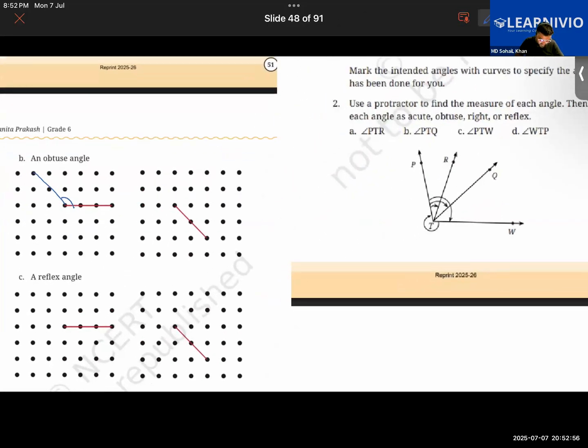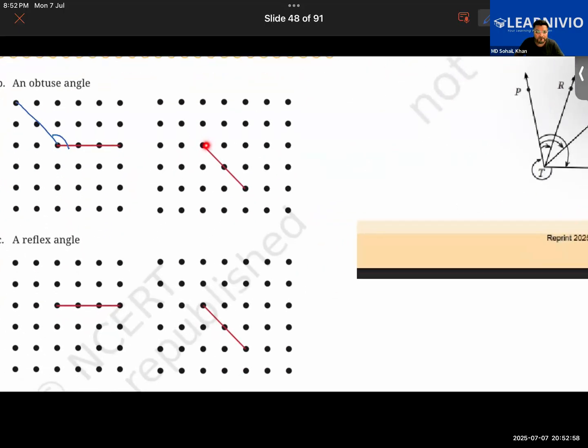Now in this one, tell me, should I draw a ray like this or a ray like this? Up or down? Up. Like this. And hence you have an obtuse angle.